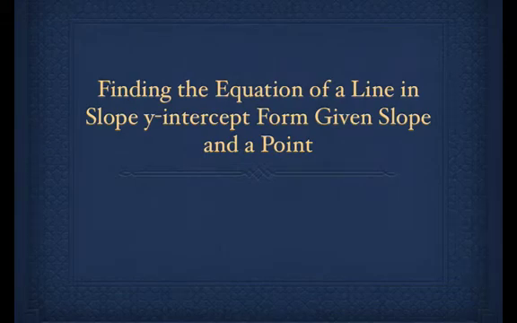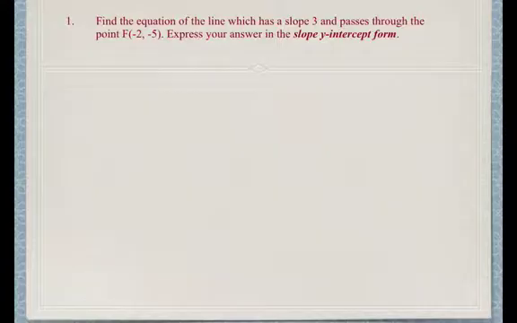This is a lesson on finding the equation of a line in slope y-intercept form, which is y equals mx plus b, if you're given the slope and a point on the line. As an example, we're going to try and find an equation that has slope 3 and passes through the point -2, -5. When it says express your answer in slope y-intercept form, that means we want the answer in y equals mx plus b form.